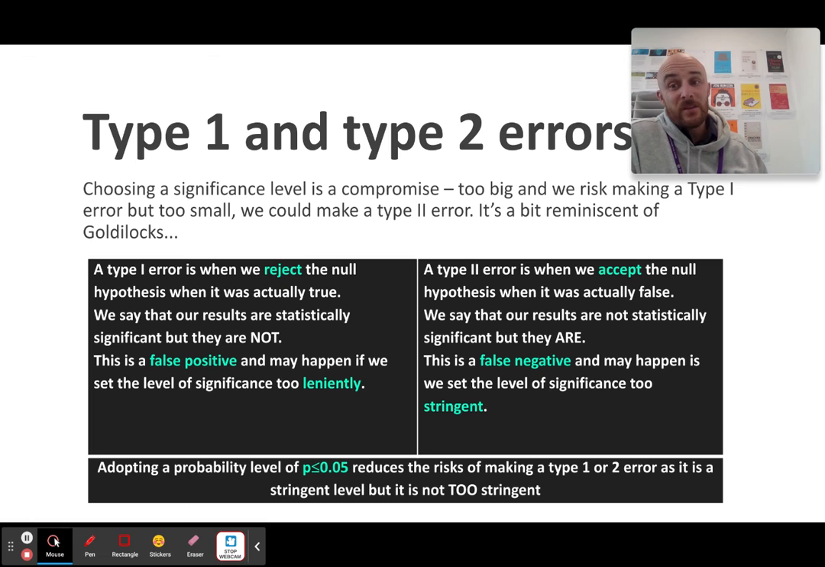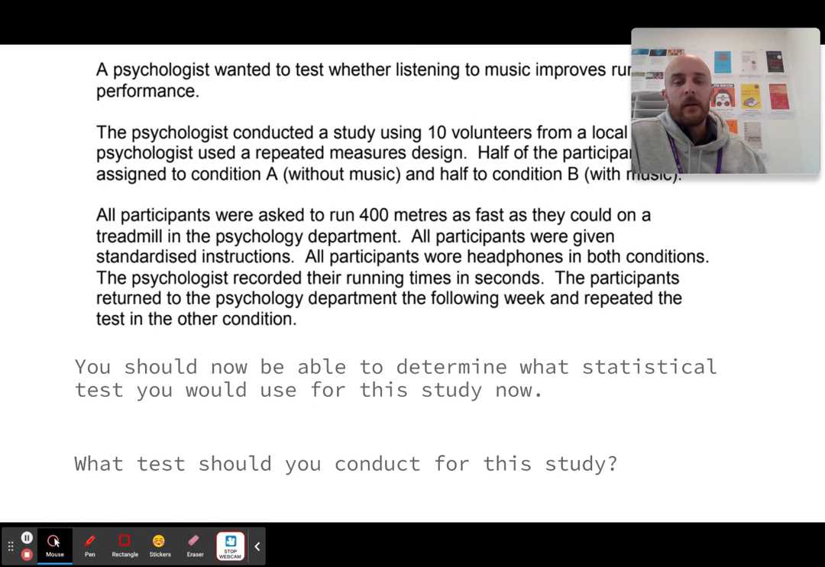A type 2 error is the opposite way round. It's a false negative. That's when we accept the null hypothesis. So we say the IV didn't affect the DV when it actually did. So there's not really much more you need to know for type 1 and type 2 errors beyond that. But this is the sort of thing that we are looking for, by the way.